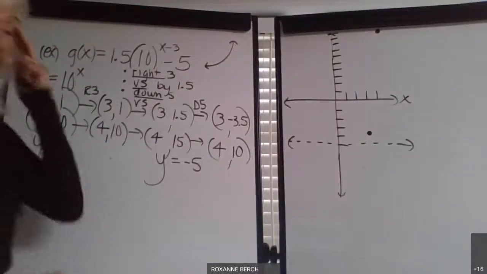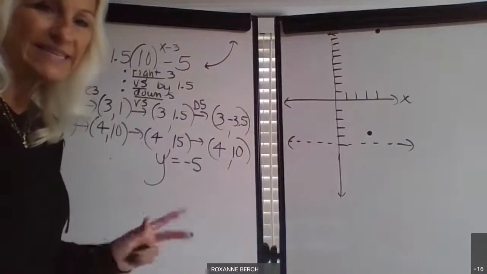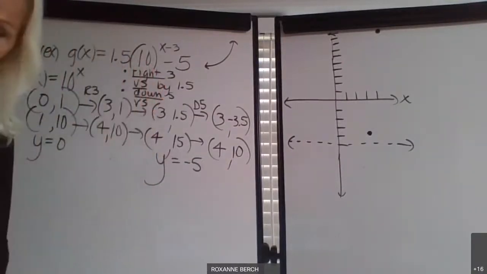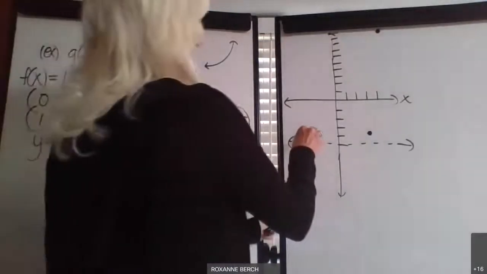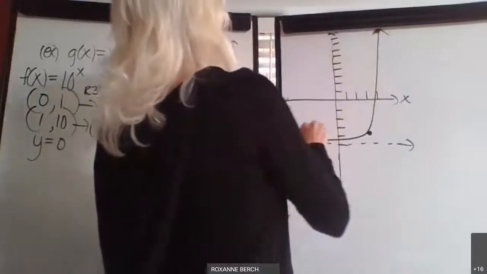And we know it should look like this, right? So it's real steep, very steep, and that's because the parent was 10. So this guy is going along the asymptote, and then he goes just almost straight up exponentially.